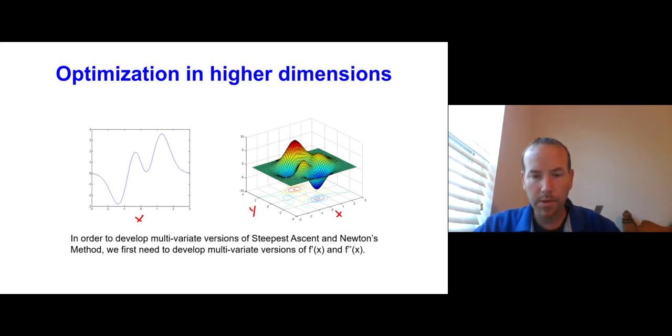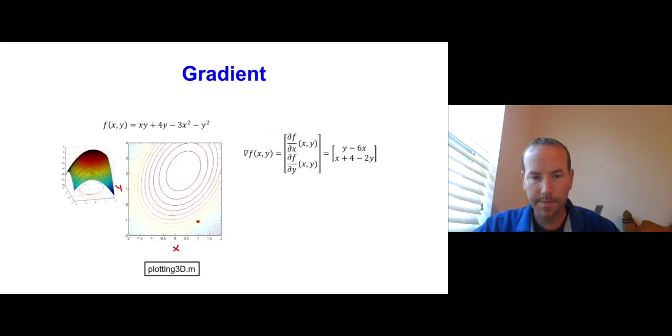And so in order to tackle those mathematically, we're going to need to turn to multivariate versions of steepest ascent and Newton's method. And to do that, we need to be looking at multivariate calculus. So let's take a quick detour, a background and refresher, about what some of these things look like.